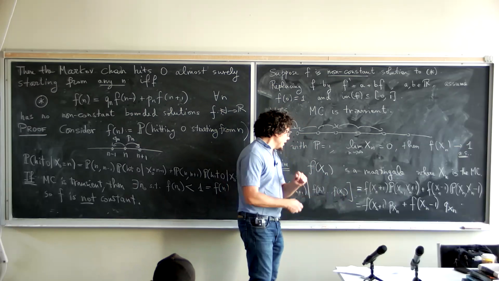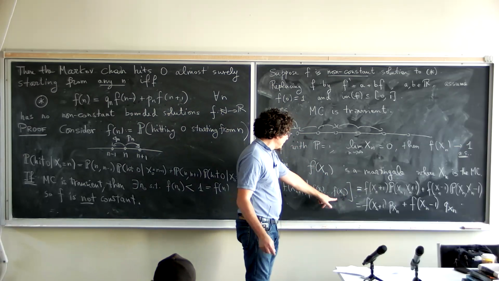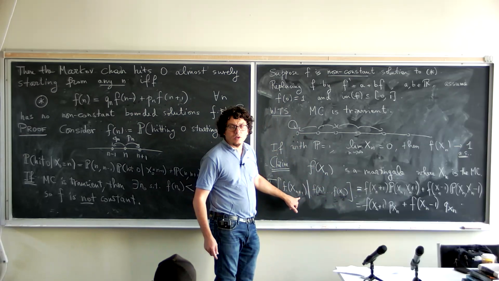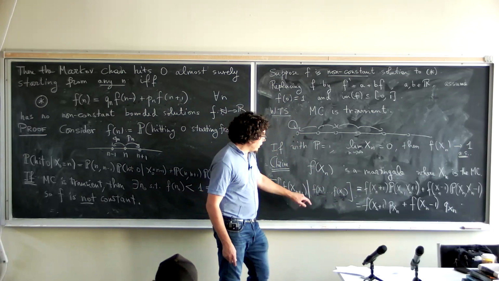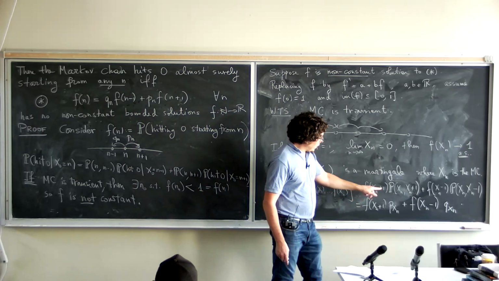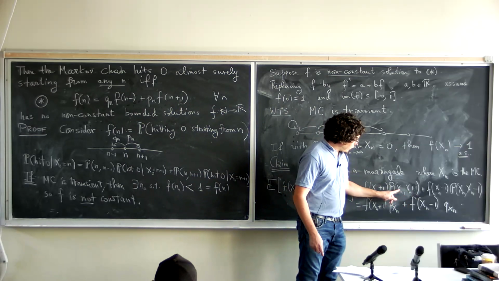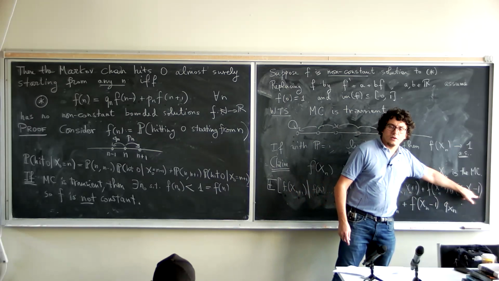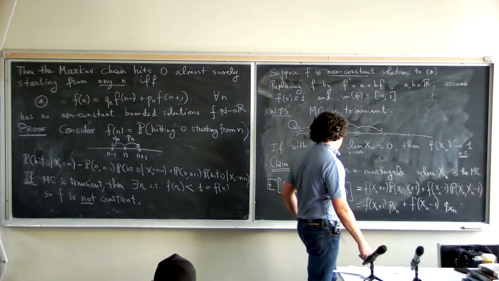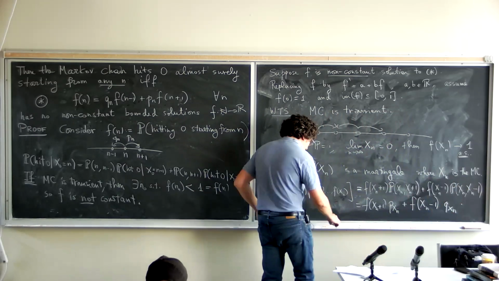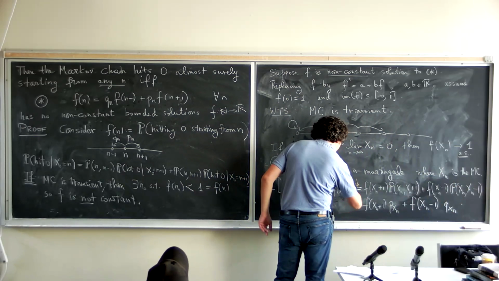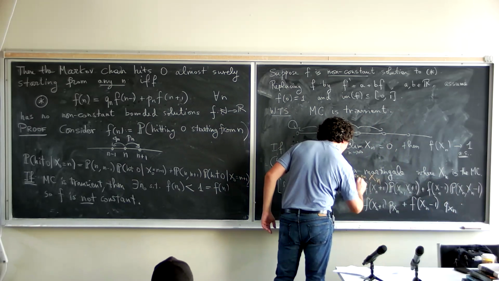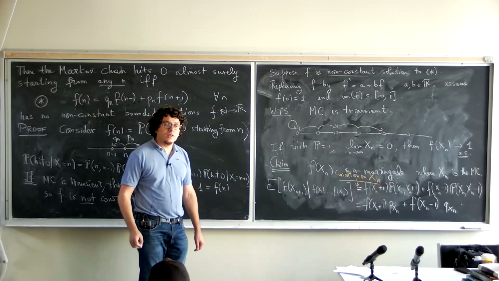And now once you know the value of xn, what is the value of f of xn plus 1? Well, you have two options. Either you go from xn to xn plus 1, or you go from xn to xn minus 1. And then you get this. So here we condition on knowing xn, the outcome.